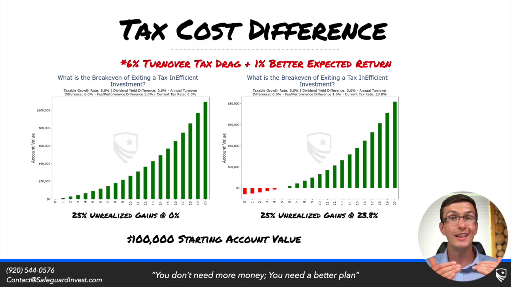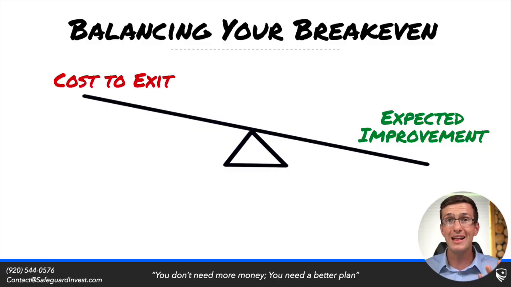Now, thinking back to the last slide that had a 25% unrealized gain paying 15%, now we're jacking that 15% up to 23.8%. But it only moves back the break even 2 years. So we see that jacking up that tax cost does make a difference, but it wasn't as big of a difference as most of us probably think. If we try to look at balancing these break evens, there are some important takeaways that we can take away. First, that expected improvements typically can trump the cost to exit if those expected improvements are large enough.